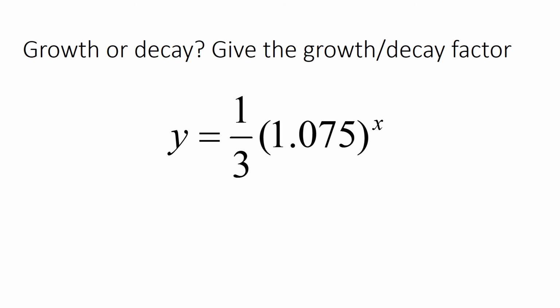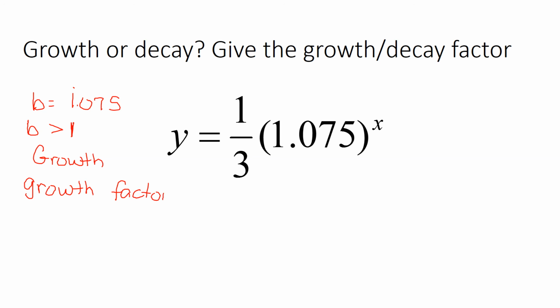Okay, growth or decay? And the last one I didn't give the A value, but hopefully you can figure that out. Growth or decay? So this one would be growth because B is 1.075, and that makes our growth, and B is greater than 1. So that makes our growth factor the absolute value of 1 minus 1.075 times 100. And I think moving that over 2 places, that gives us 7.5% growth. My initial value is 1/3.